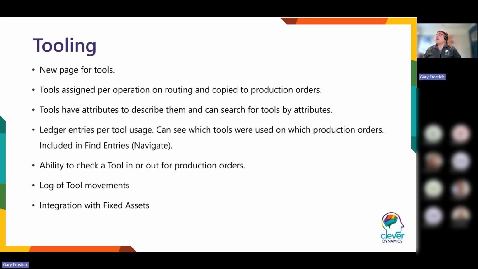If there's a problem with a particular tool, we can actually then trace all the production orders that used it. And again, we can check a tool in or out for production processes. So we have an audit trail. And again, if you're using our MES solution, this can be done as part of MES. So a full log of the tool movements, and we can integrate tools with fixed assets for control as well.